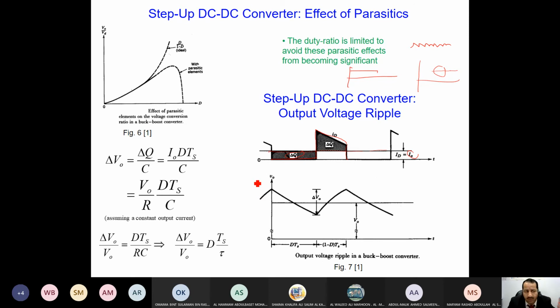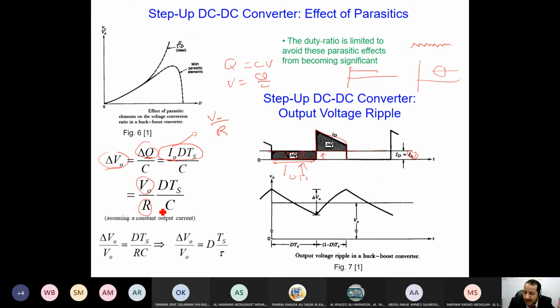Now what I want to find is the ripple in voltage. I know that Q equals CV, or in another way, V equals Q over C, as you can see here. Ripple in voltage equals ripple in charge over C. Now for the ripple in charge, I will take this rectangle, from here to here is T on, which is DTs. And from here to here is IO, so I substituted here. I remember IO based on Ohm's law is VO over R, so I will substitute VO over R.